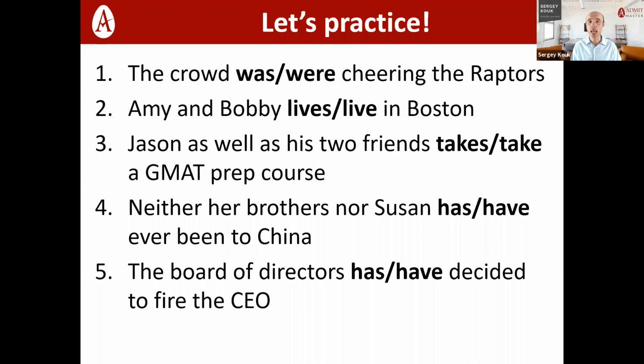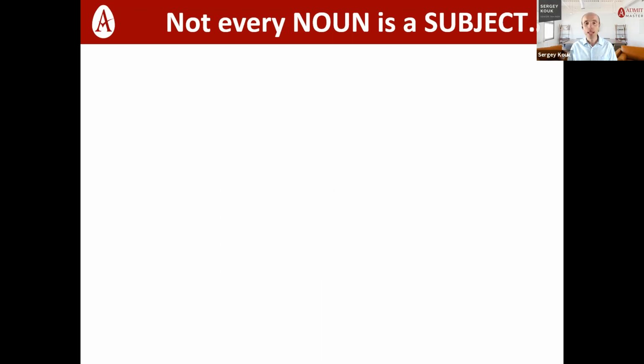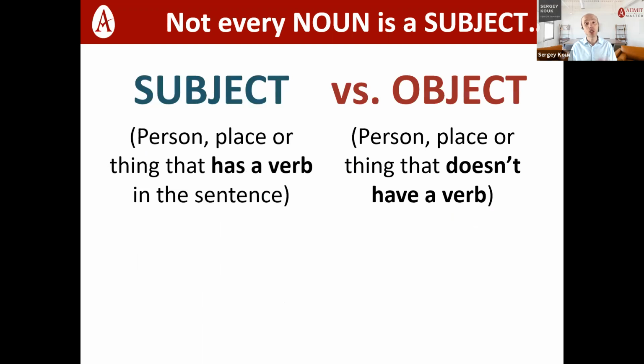So here's what we need to know. First of all, when you are seeing a sentence, not every noun in a sentence is a subject. Now, what's a noun, by the way? That's a person, a place, or a thing. But a noun that does something in a sentence is called a subject. A noun that doesn't do anything in a sentence is called an object. And essentially, it's the noun that has a verb is a subject. The noun that doesn't have a verb is an object.